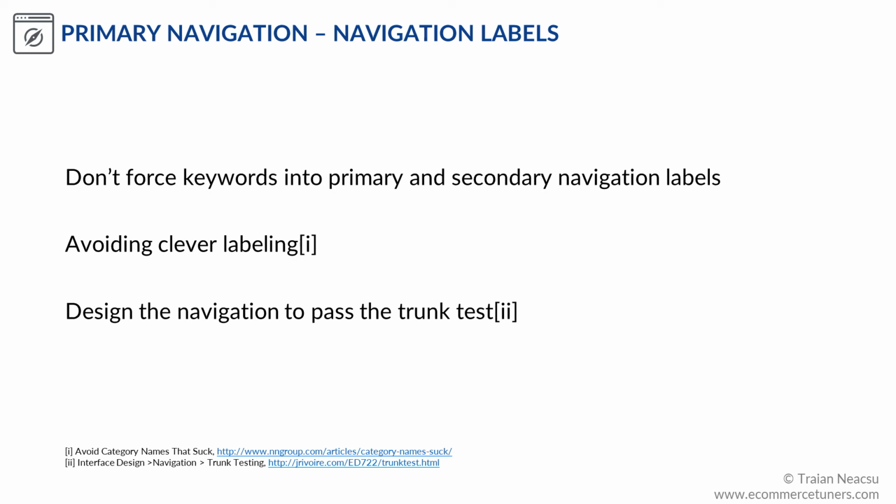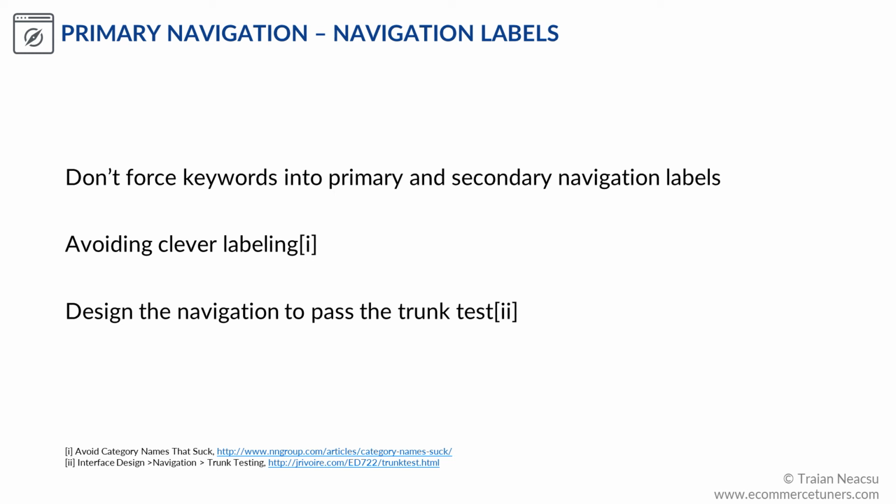Also, you need to avoid clever labeling. Navigation labels have to be easy for users to understand and to enable them to find the information they want quickly and easily. For example, what is the label "Inspired Living" supposed to mean on a home improvement website? You should design the navigation to pass the trunk test, which means you will make it very intuitive and use clear labels. Search engines should not be the focus when labeling primary and secondary navigation. In other words, you have to label for users, not for bots.